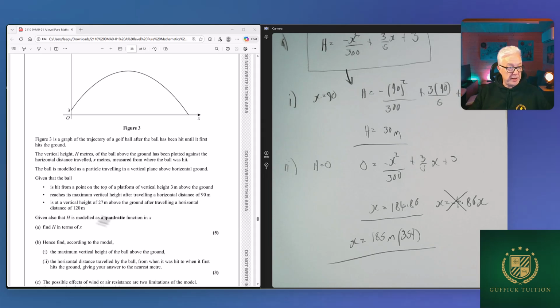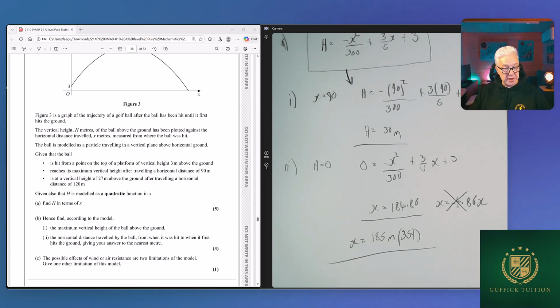Last bit of this question then. It says it's got to be a modelling assumption. So it says the possible effects of wind or air resistance are 2 limitations. Give one other limitation. So I think we could say that we need to think about whether or not the ground is level. That would have an effect.